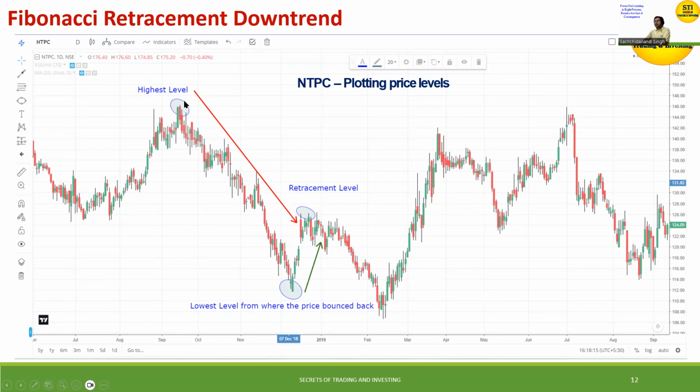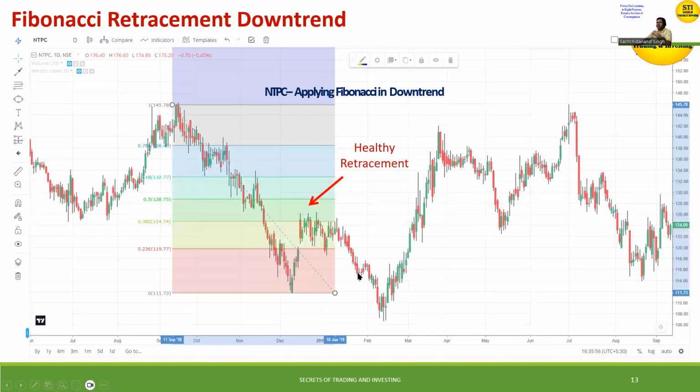Say in this example, it started from here and went down. It is NTPC, so NTPC may be somewhere around 150 rupees. It fell down till how much? Maybe 110. Again, it bounced back, and again it started falling. So how healthy is the bounce? That we'll see from the Fibonacci retracement.